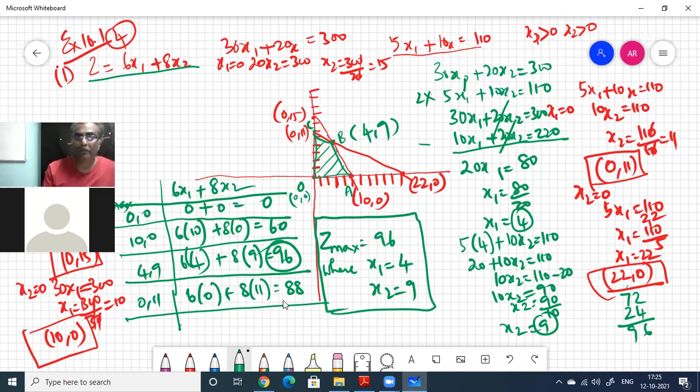It's very simple. The difficult part is finding point B. Point B is found by finding the intersection of this line with this line. This line is 30x1 plus 20x2 is equal to 300. That line is 5x1 plus 10x2 equal to 110. So you solve the simultaneous equations and you get the common x1, x2. That point will be the meeting point.